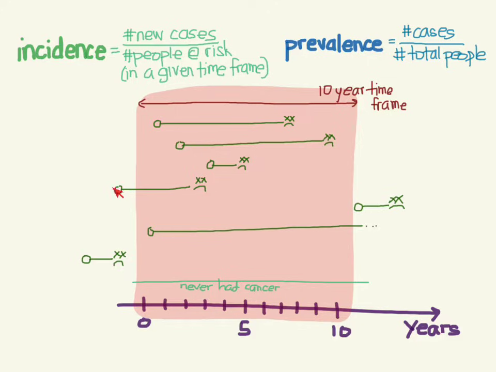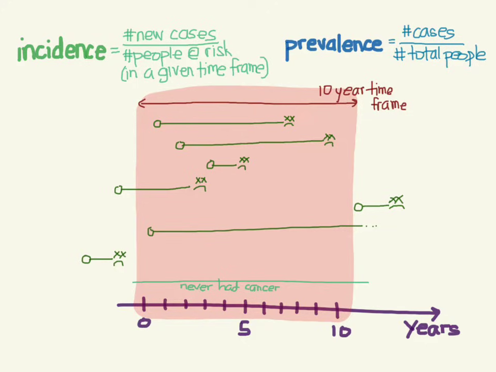This person got cancer before the study but died within the study. Here's another person who got cancer after the study and died. A person who got cancer but then lived through and hadn't died yet. And this person got it and died before the study. And here's a person who never even got cancer. So let's look at incidence first. So incidence is the number of new cases in a given time frame. And so what is our time frame here? It's this 10-year period. How many new cases?